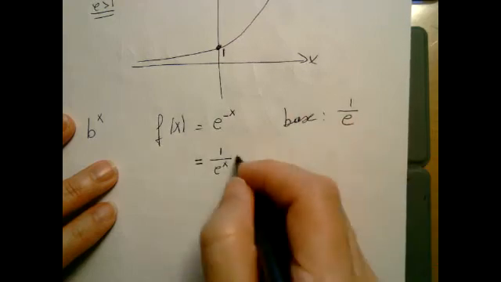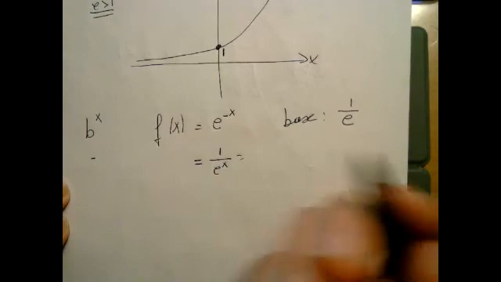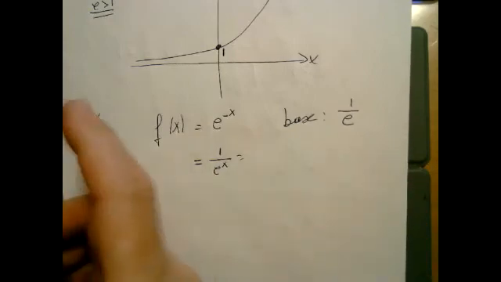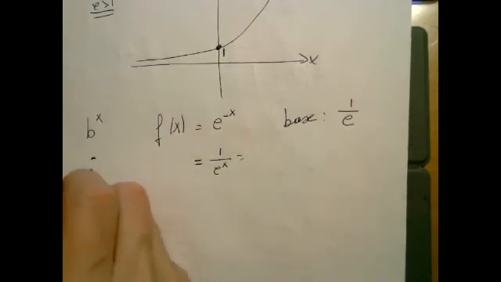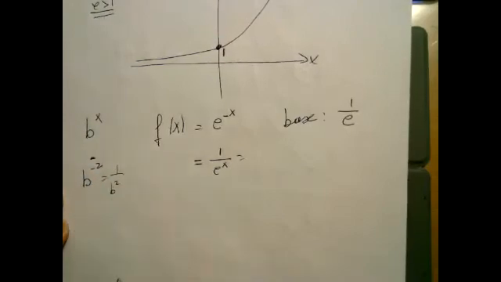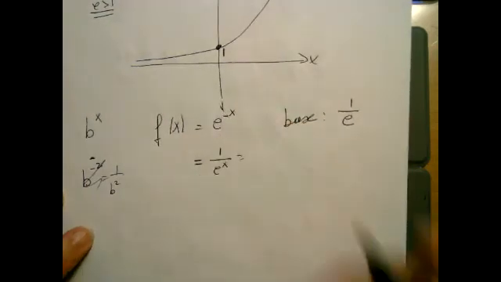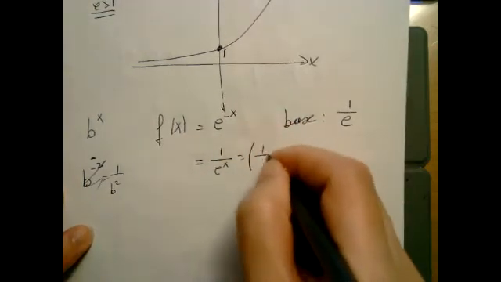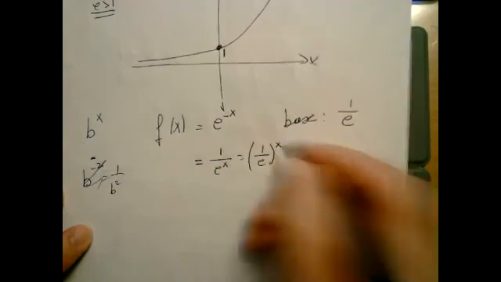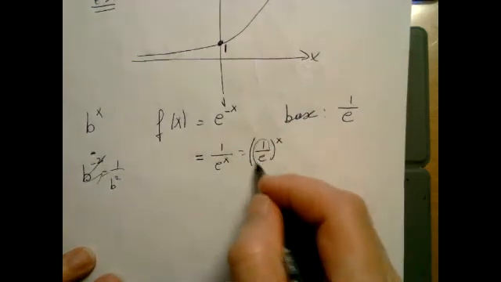True, correct. Because what is anything to the power minus? As I started by reminding you, the negative exponent means 1 over b to the positive. That's crucial. So that's minus, I just brought it down. Now this can be written as 1 over e to the x. And the base now is 1 over e and not the e. That's really what becomes the base.